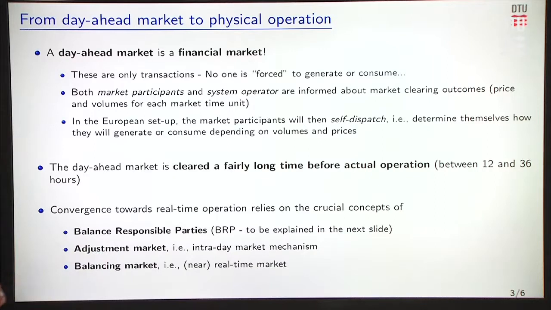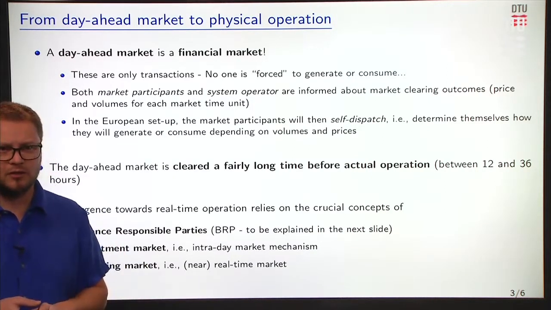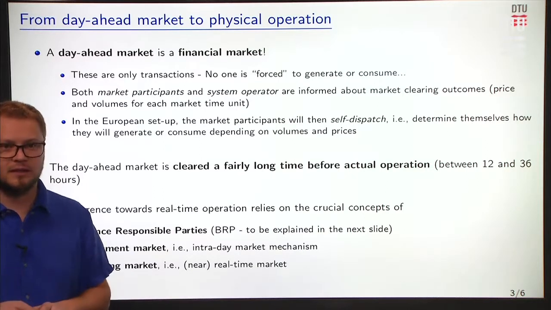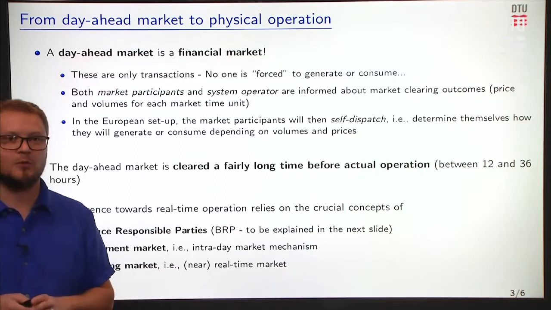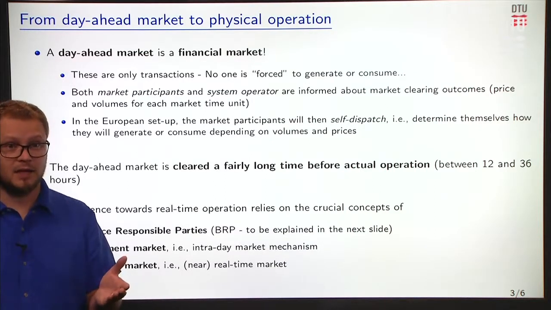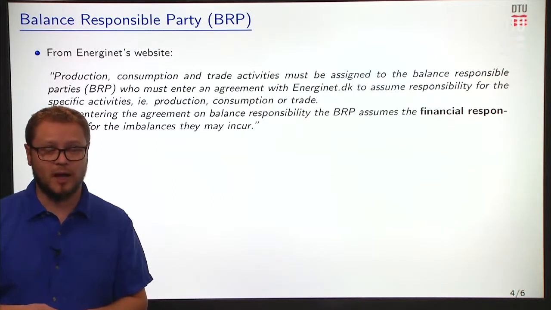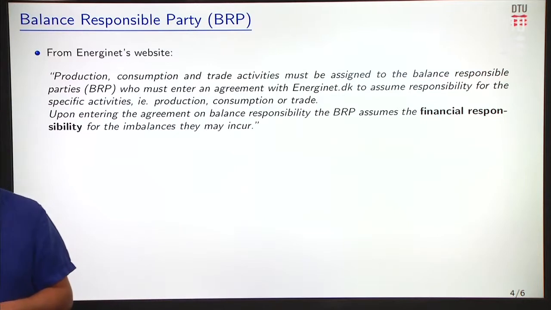And finally, the balancing market, where we pass the ball to the system operator that organizes and operates this market near real time, as to converge toward real-time operation, where we need this balance between demand and supply. So what is a balance responsible party, abbreviated BRP?